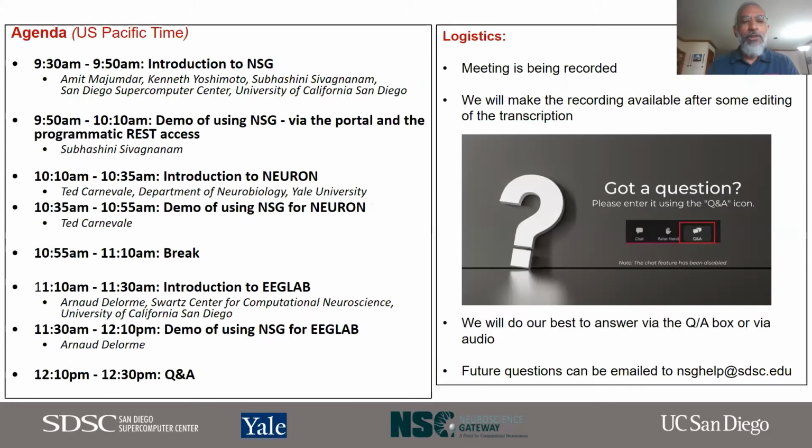So just a quick information about the agenda. You may have seen it already. I will do a very high level quick intro of NSG. Then Shubha will demo how to use NSG via portal and programmatic REST access. Ted Carnivale from Yale University will talk about Neuron and how to use Neuron using NSG. Hopefully we will have a short break. Then Arno from Schwartz Center for Computation and Neuroscience at UCSD will talk about EEG Lab and how to use EEG Lab, and then we will have a question answer session.